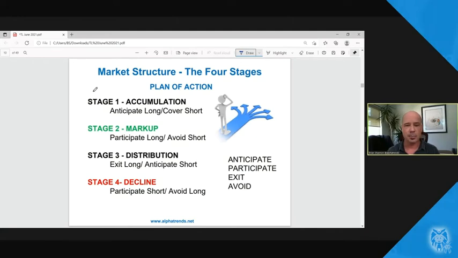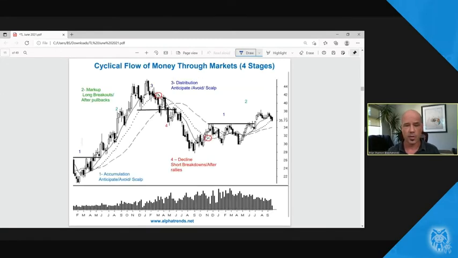You want to anticipate longs during the accumulation, participate, exit in stage 3, and just avoid the long for a stage 4 downtrend. So here's how it looks with a chart. We're anticipating, and what we look for is the short-term moving averages cross above the intermediate and longer term.